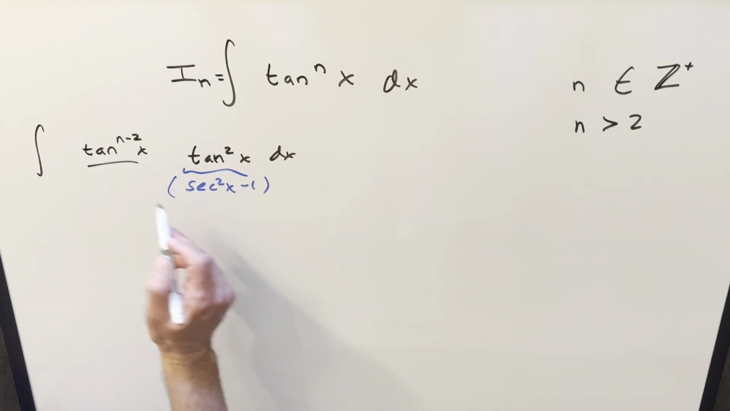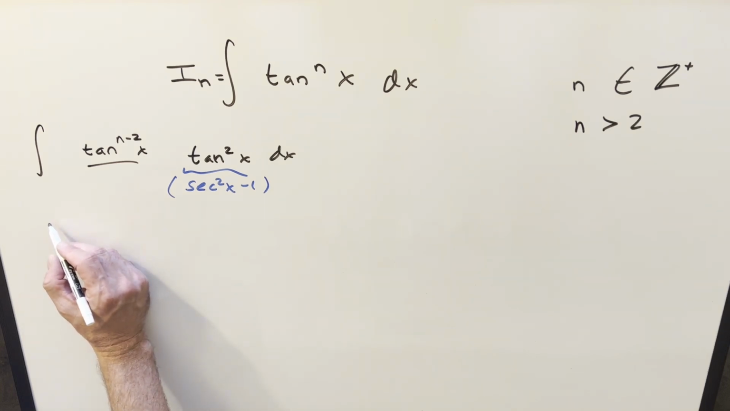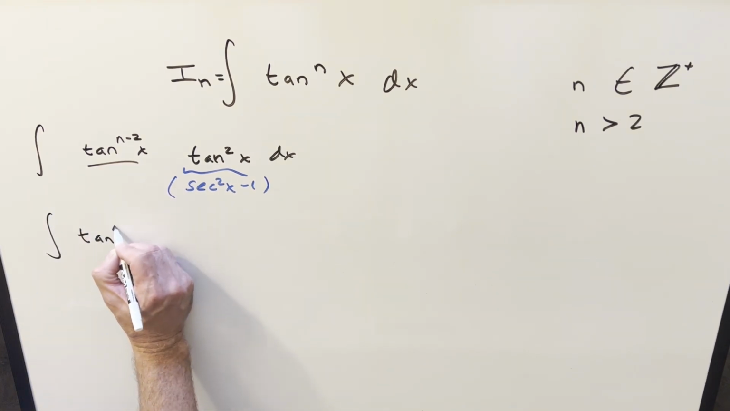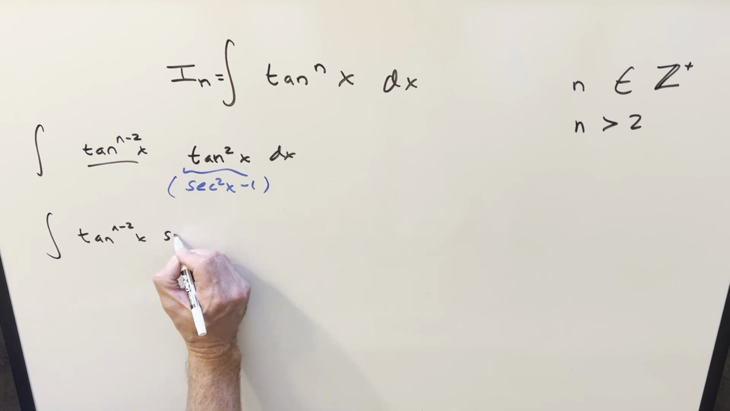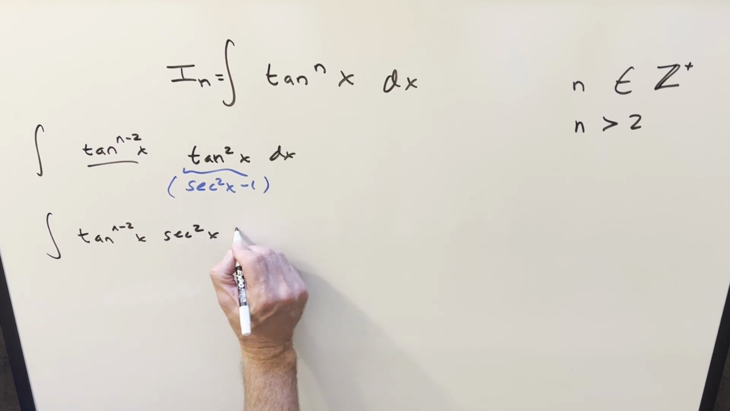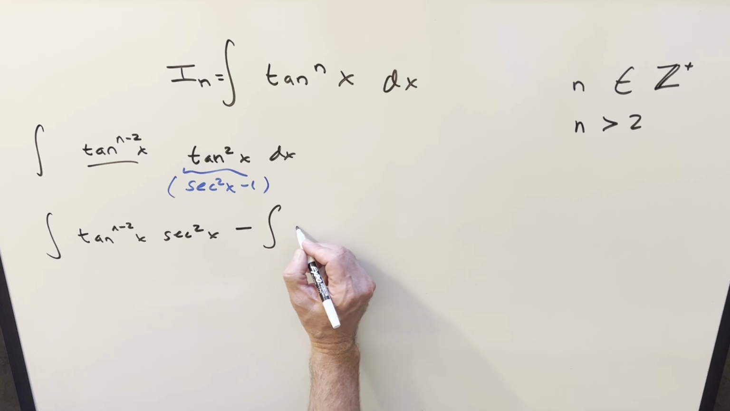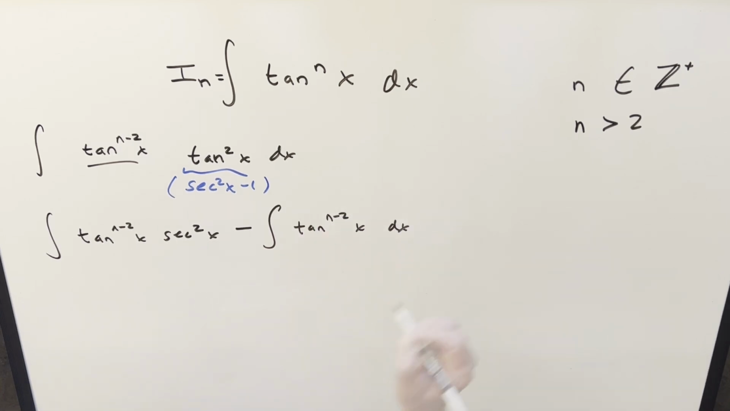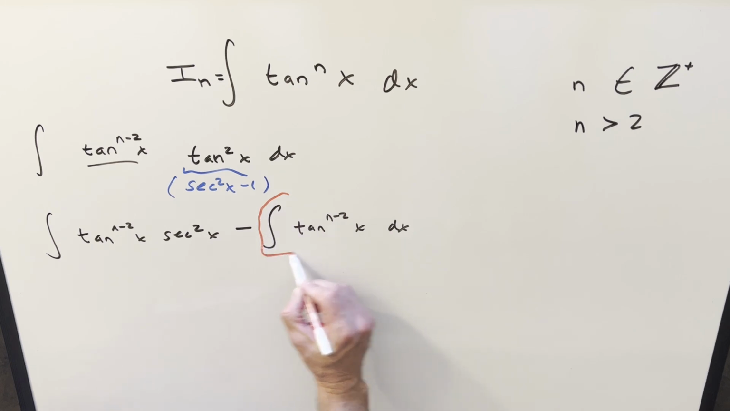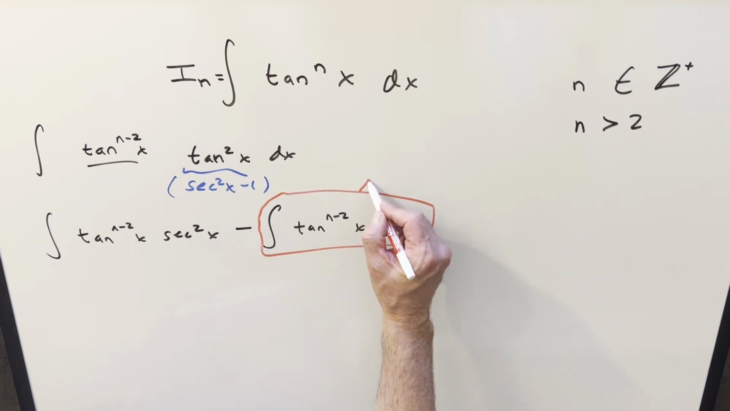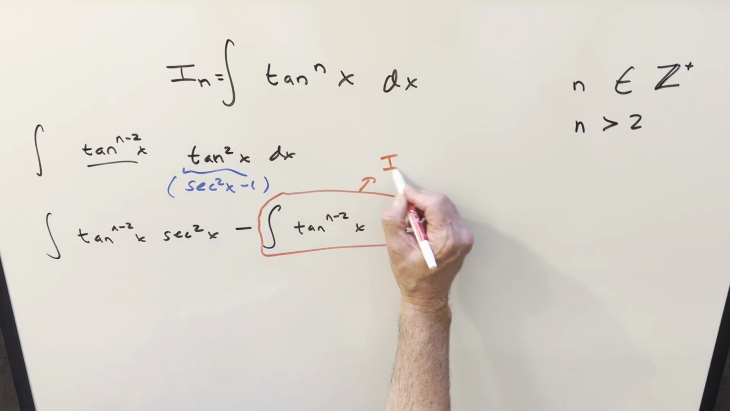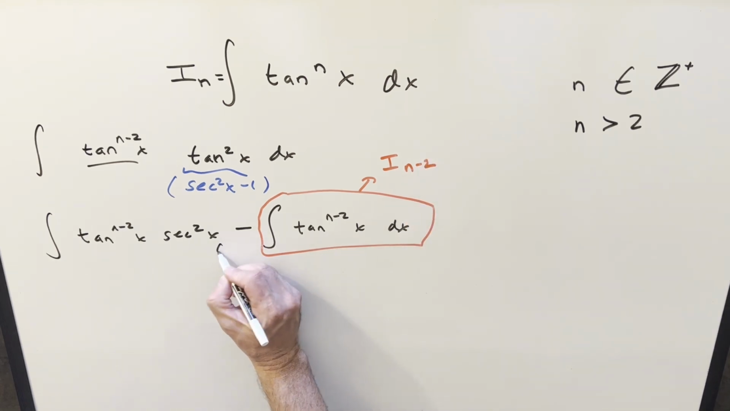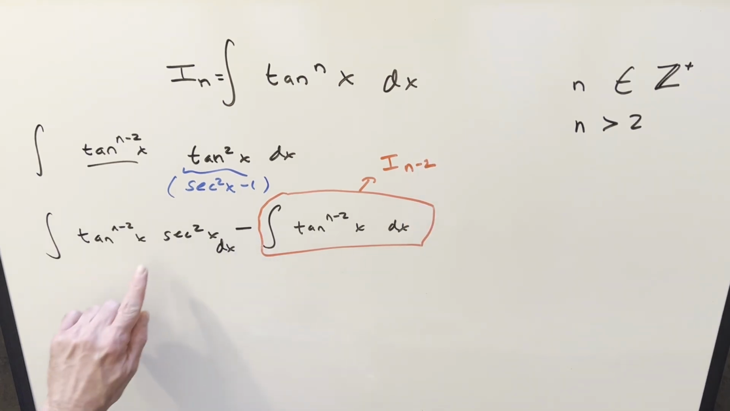And then let's just distribute this part in and break it into two integrals. For the first one, we're going to have tan^(n-2) times secant squared x. And for the second one, we'll bring the minus sign out front, and this is just going to become tan^(n-2)(x) dx. But now this part right here is in the same form as our original, just reduced. So we can write this as I sub n minus 2. For this one, I'm forgetting a dx right there.